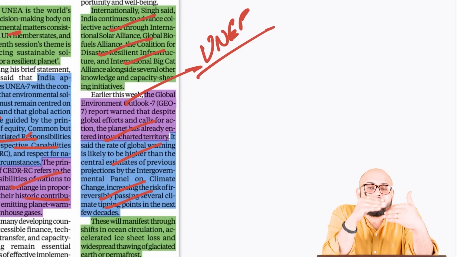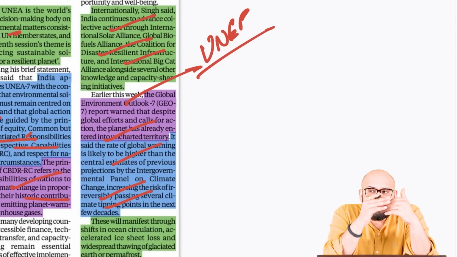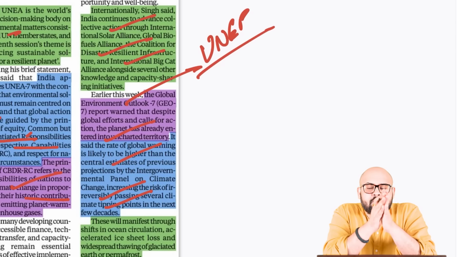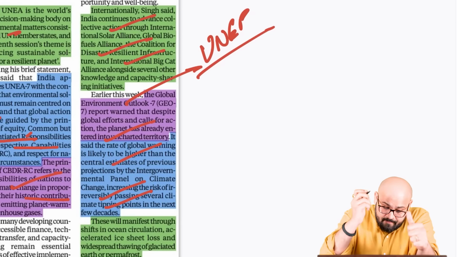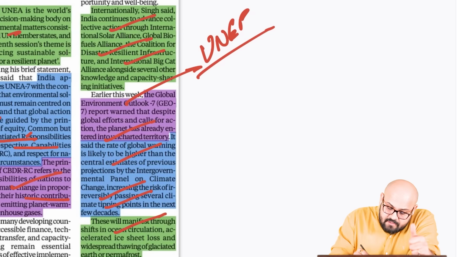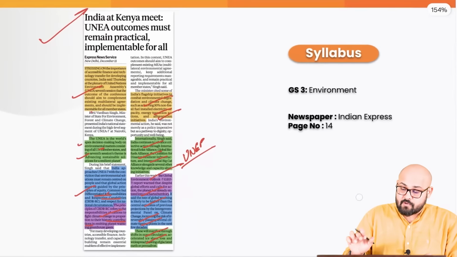What are these climate tipping points? Once you cross them, it is irreversible. Irreparable damage has already been done. You cannot recover that, right? There are different climate tipping points. Give some examples in the comments. These will manifest through shifts in ocean circulations, accelerated ice sheet loss, the examples are here, and widespread thawing, melting of glaciated earth or permafrost. So this is what you have to understand.